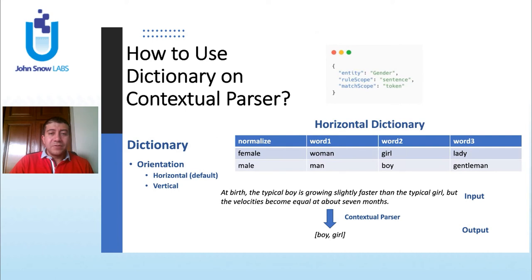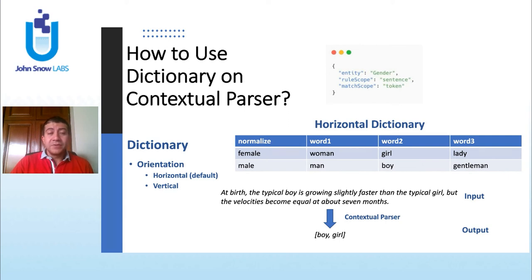Dictionary here is the way to reference a fixed vocabulary for the match instead of setting regular expressions in the JSON. In addition to the words we want to match, we can also define a normalized word that could replace the match. This information will be added to the output on metadata as normalized key. As we can see in this example, in the dictionary, we have the first column for normalized values, and the other columns, the words we want to match. So the annotator looks for all possible matches of the words defined on each row, and will output those matches like in this example, which is boy and girl.